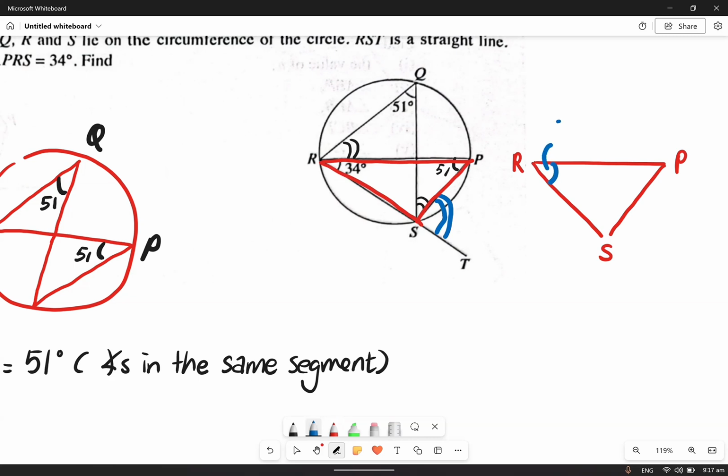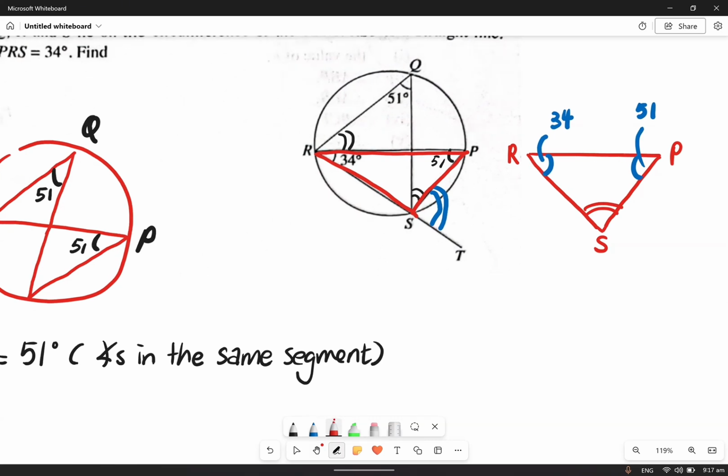This is how much? 34. This is how much? 51. Am I making sense? And then we can actually find out this part over here. Can you see this part over here? No, we basically have to use the sum of a triangle to help us find it, right? Angle PSR will then be 180 degrees minus 51 degrees minus 34 degrees.